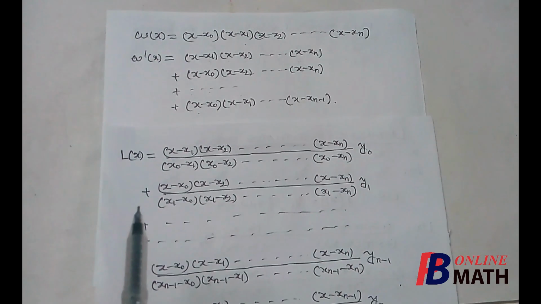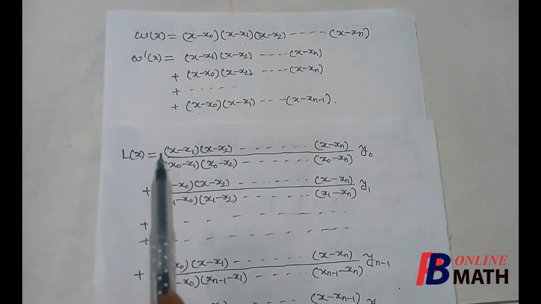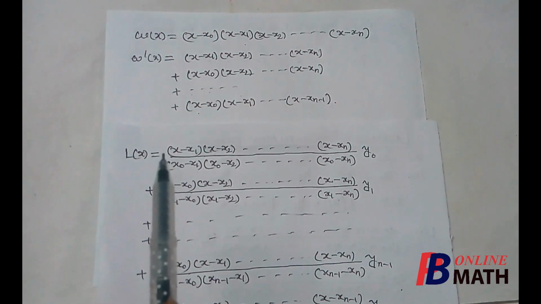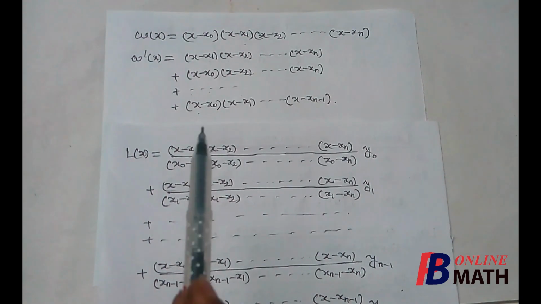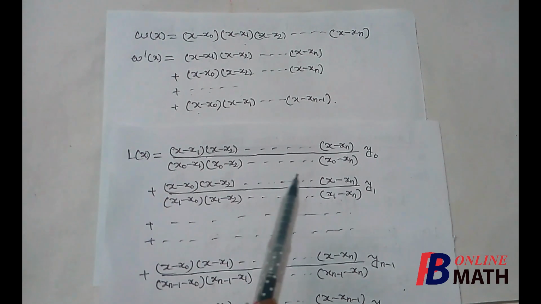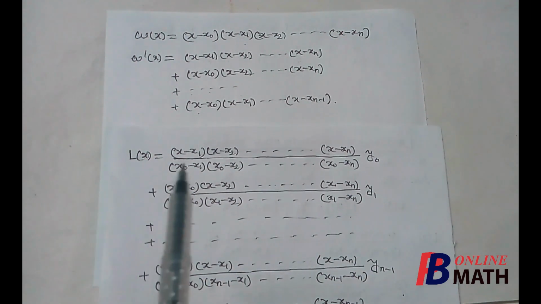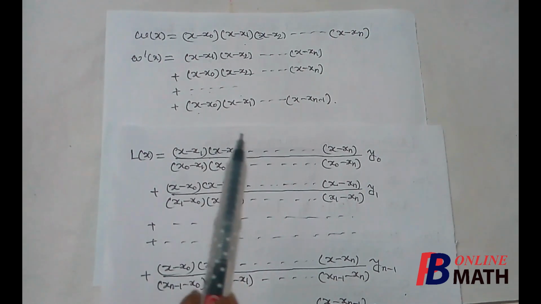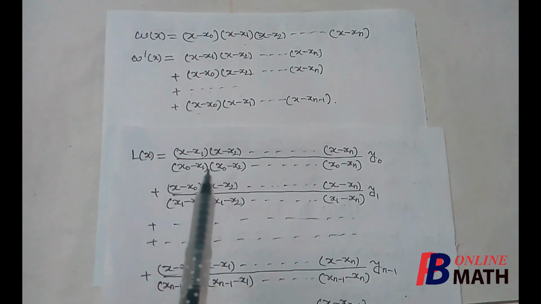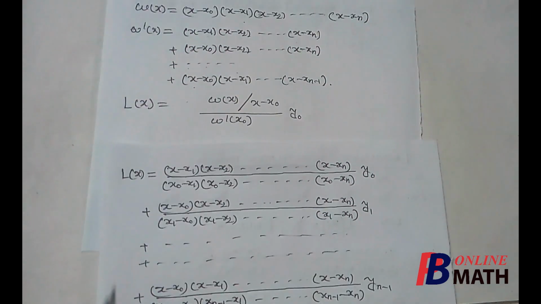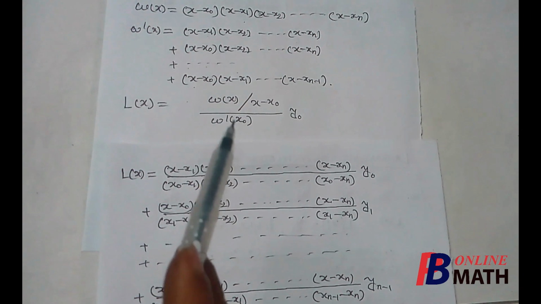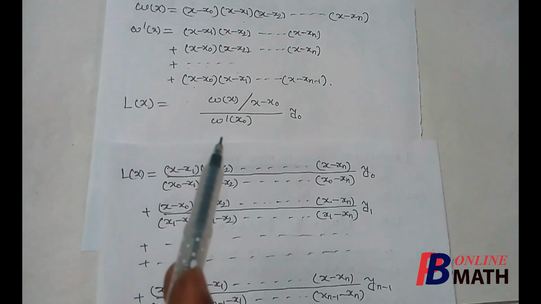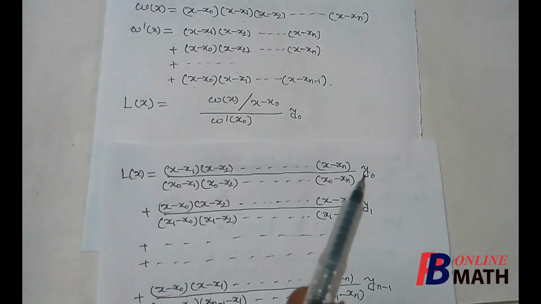Next, if we multiply the numerator by x minus x0, then the numerator will be equal to omega x. So if we multiply x minus x0 here, then this will be equal to omega x. So the first term can be written as omega x divided by x minus x0, this is the numerator, and the denominator can be written as omega dash x0. So the first term can be written as omega x by x minus x0 in the numerator, and the denominator can be written as omega dash x0 multiplied by this y0.